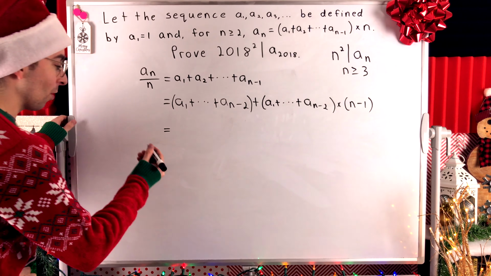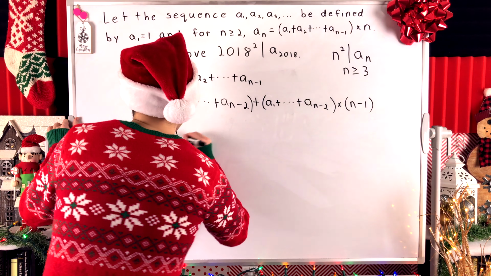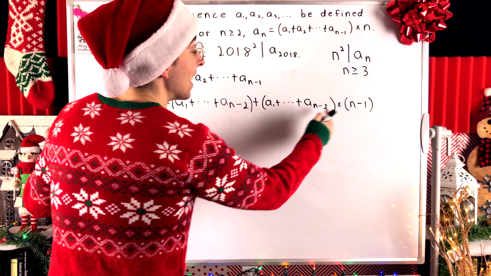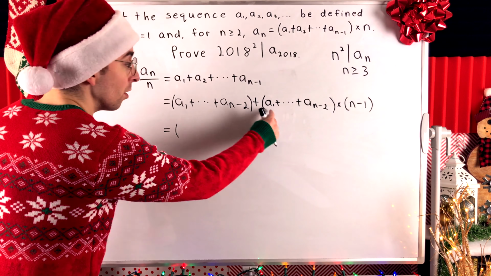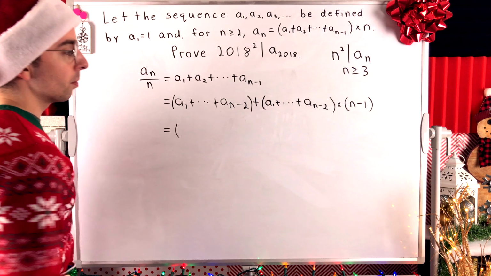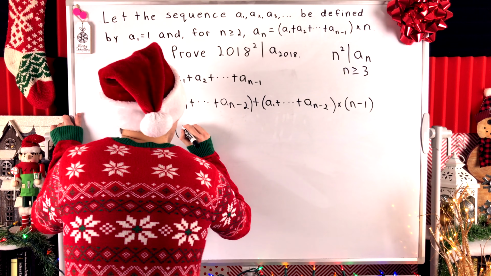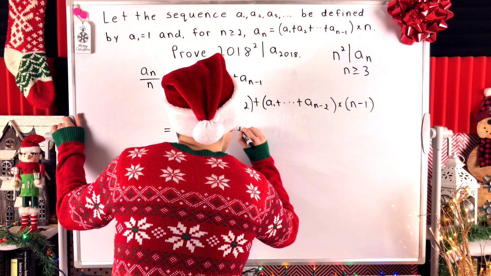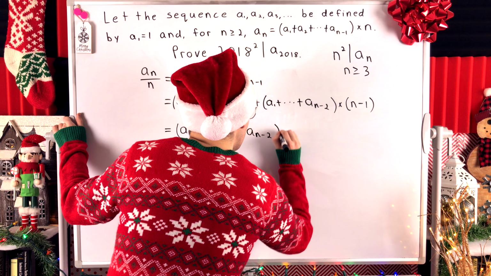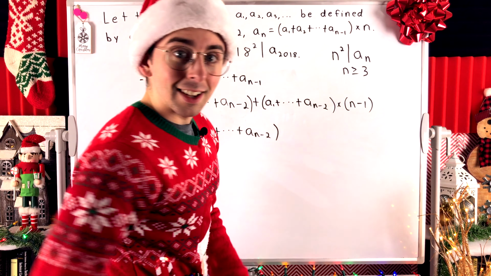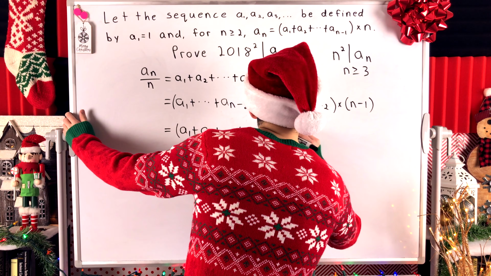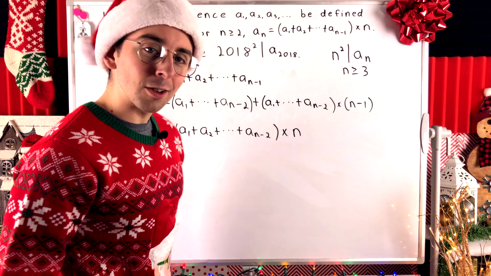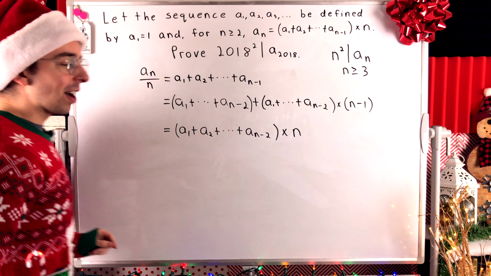That's very nice. So what we actually have going on here is one copy of a1 plus a2 and so on up to a_(n-2), and another n minus 1 copies of a1 plus a2 all the way up to a_(n-2). So in total, what we have is a1 plus a2 and so on up to a_(n-2) multiplied by 1 plus n minus 1, which of course is n. And there we go. We see we do still have another factor of n even after we divided by the first factor of n.